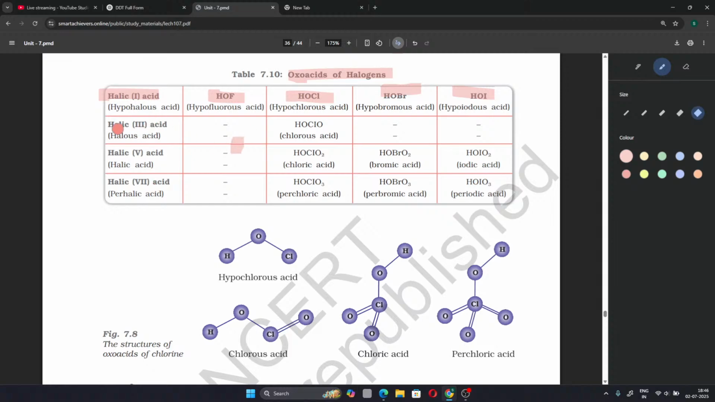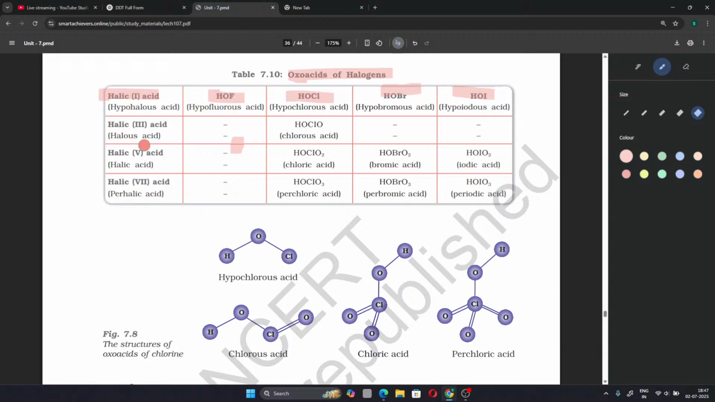And as for halic(III) acid, fluorine doesn't form halic(III) acids, and chlorine is the only one that can form a halic(III) acid, which we call chlorous acid. Chloric acid is actually different from hypochlorous acid, and here bromic, chloric and iodic acids are different from hypoiodous, hypobromous and hypochlorous acid. Because hypofluorous acid is the only oxoacid of fluorine, maybe that is the reason it is called both hypofluorous acid as well as fluoric acid.